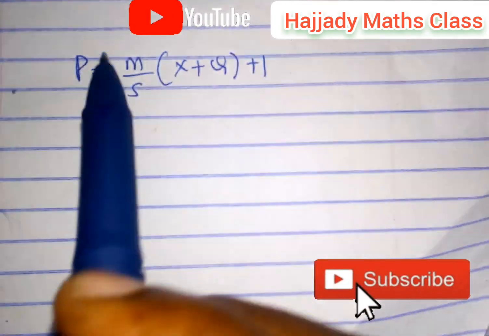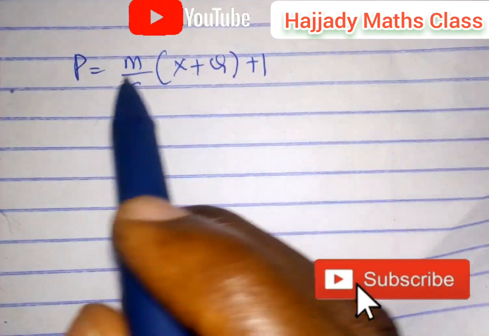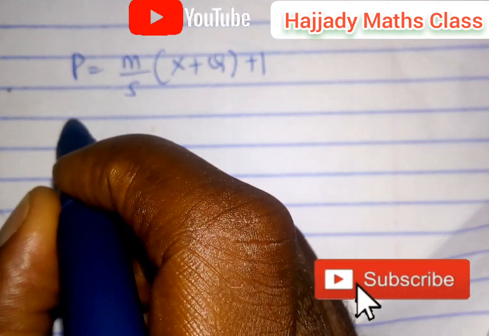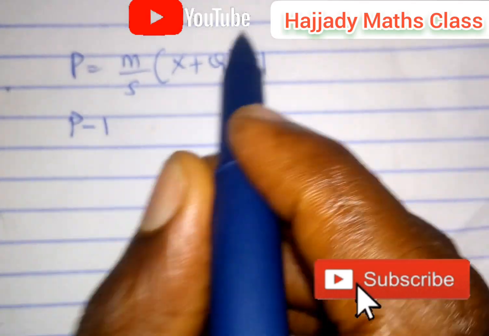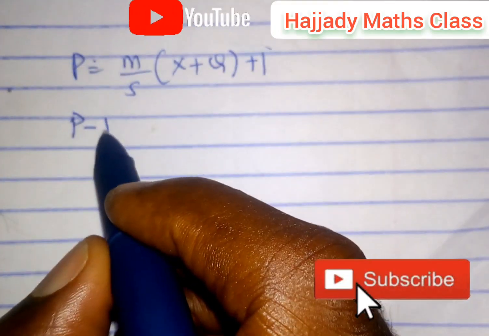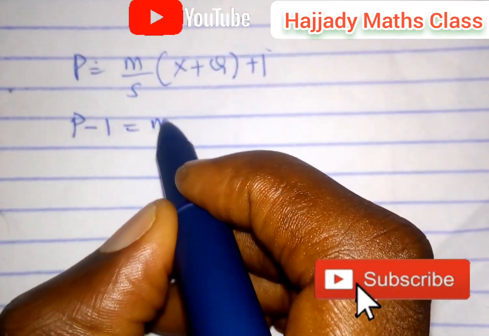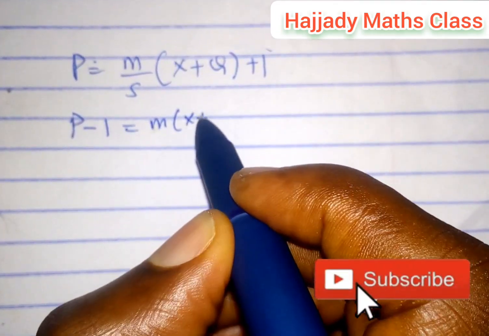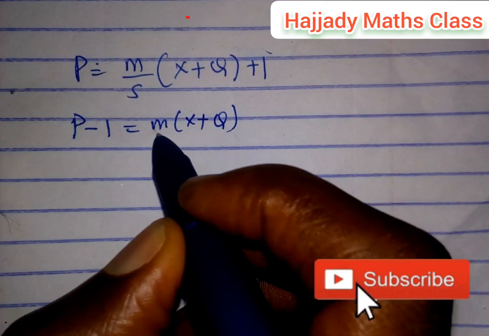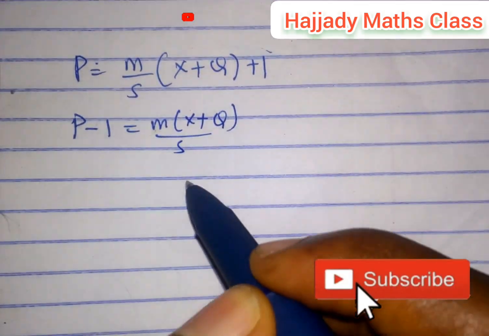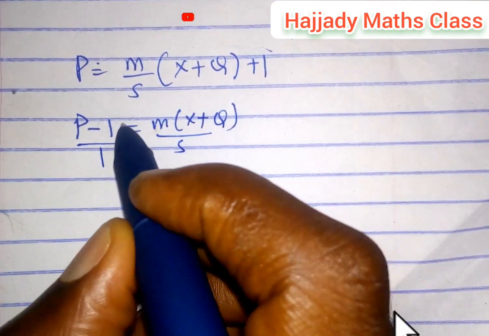Now today we want to make Q subject of the formula from this equation, and for us to do that we have to move this to the left hand side first. So here we have P minus 1. If 1 is coming to this side, it turns to minus sign, equals M into bracket X plus Q all over S. The next thing for us to do is to cross multiply.